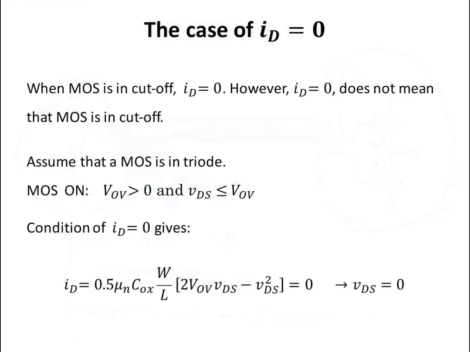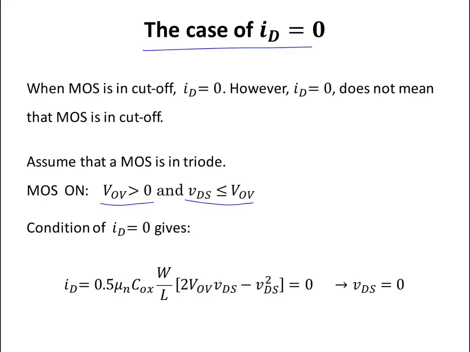Okay, so first let's take a look at one of the important cases of operation of MOSFETs, and that's the case of ID equal to 0. When the MOSFET is in cutoff, we know that ID is equal to 0. However, ID of 0 doesn't necessarily mean that the MOSFET is in the cutoff region. To see that, let's assume that the MOSFET is in the triode region. I know that when the MOSFET is on and in triode, that means the overdrive voltage is greater than 0 and the drain-to-source voltage is less than the overdrive voltage.